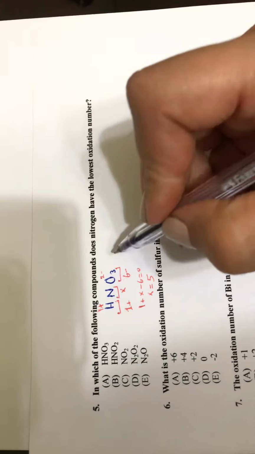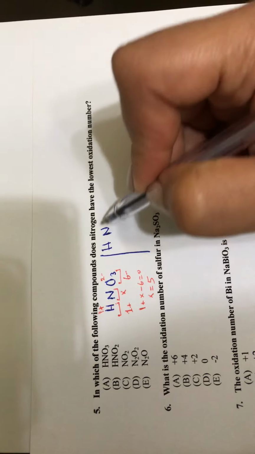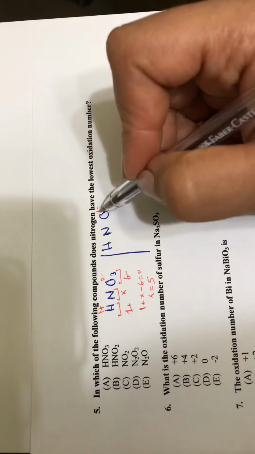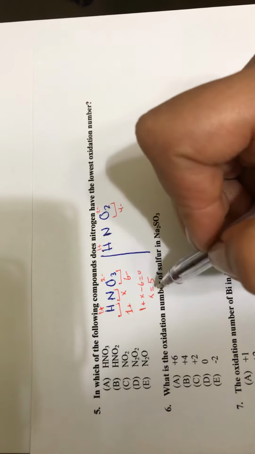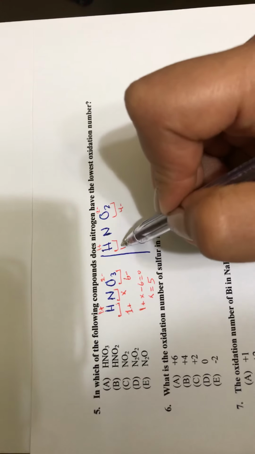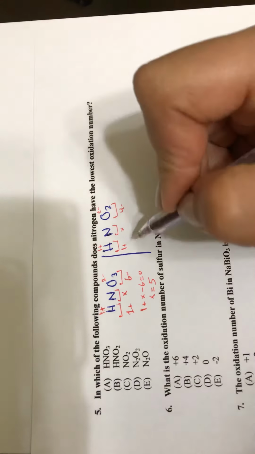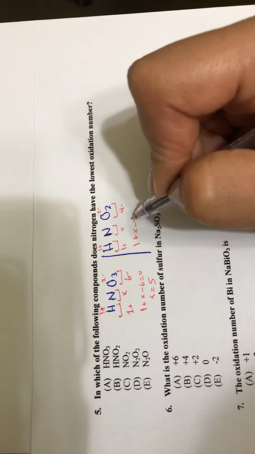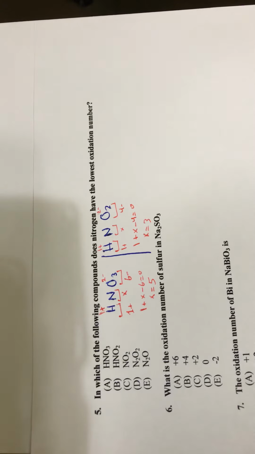Okay, what about the second example? HNO2. The charge of oxygen is negative 2. You have 2 oxygen atoms, so negative 2, negative 2, so the total is negative 4. The charge of hydrogen is positive 1. You have 1 hydrogen, so positive 1, and here X. It's a neutral compound. So 1 plus X minus 4 equals 0, so X equals 3.